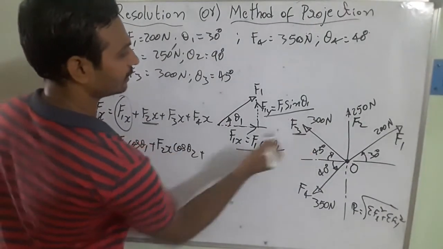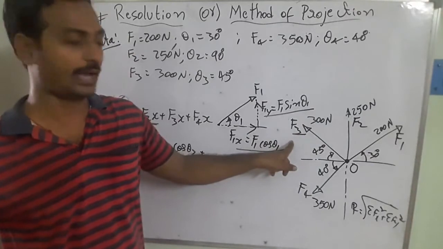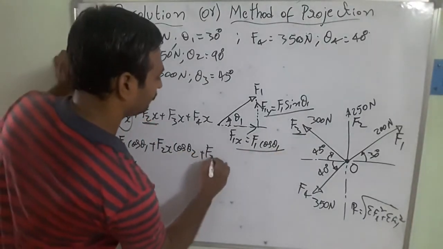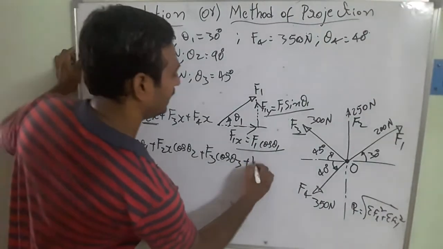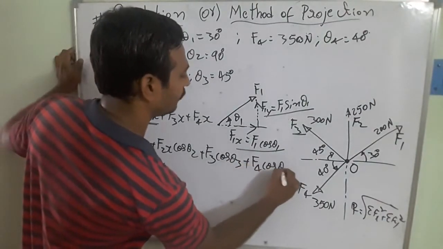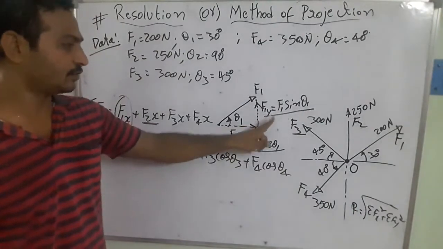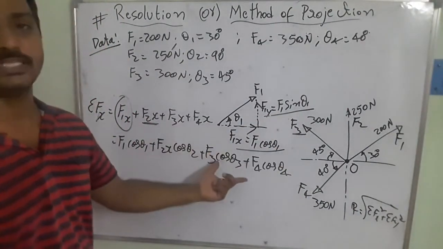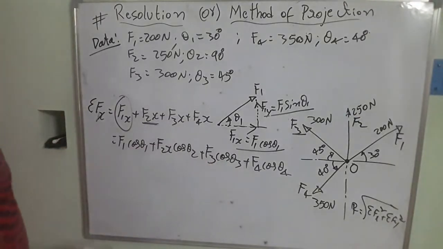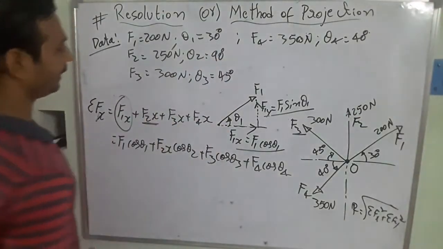Similarly, for the third force we have F3 cos theta 3, and similarly F4 cos theta 4. This way we resolved F4 and F3 also. If I substitute these values in this equation, what am I going to get? Here theta 2 is equal to 90 degrees.